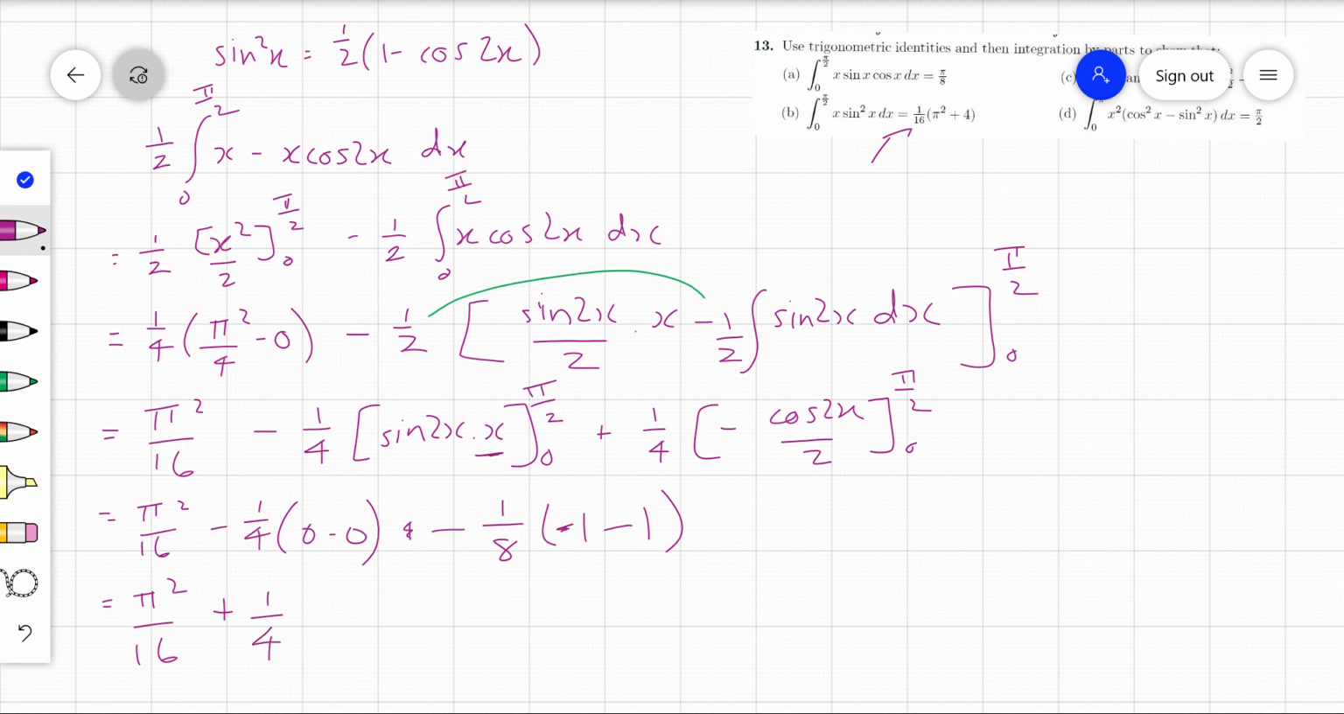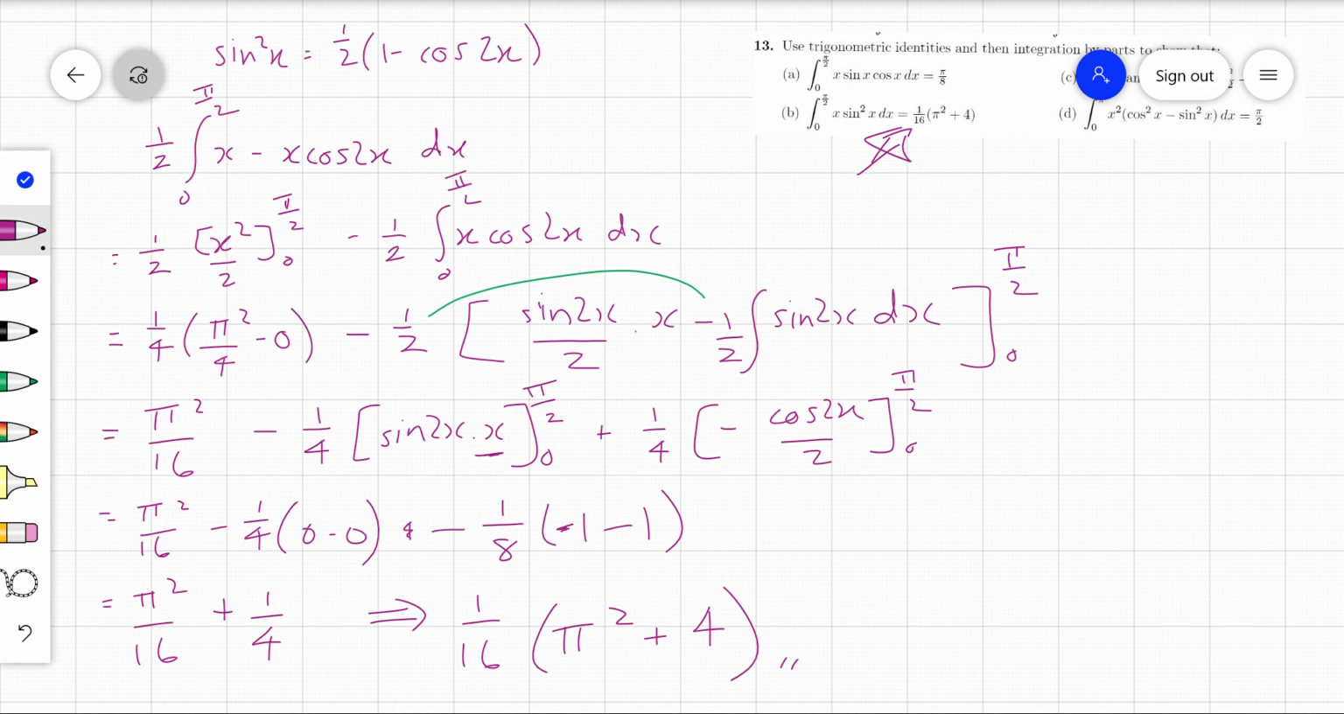All right, so if they want it like so, it's a show that kind of question. So they've put 1 on 16 out the front. So let's put 1 on 16 out the front, which should give us pi squared plus, so a quarter is 4 on 16. So we'll just put 4 there. And then we've got the answer we want.